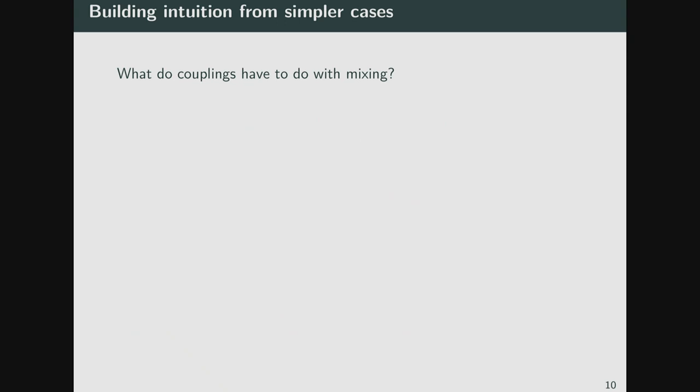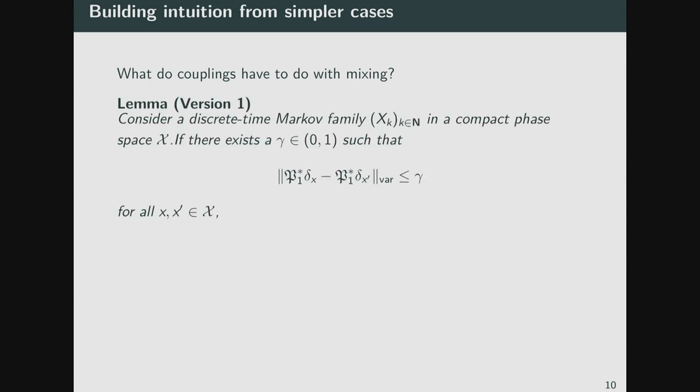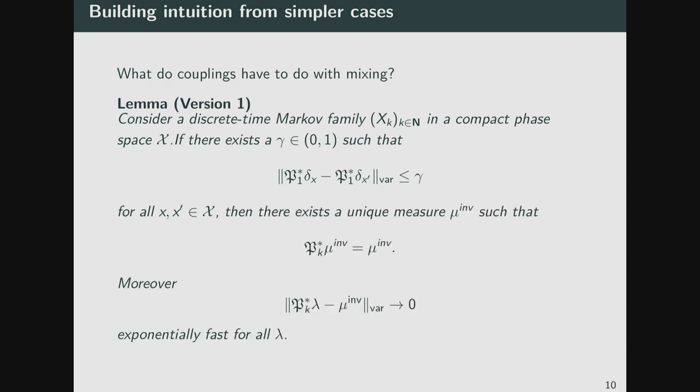Okay, so now the question is, why am I talking about couplings? What does it have to do with mixing? And the answer is seen through a basic lemma, or maybe a proposition, about convergence of Markov chains on compact phase spaces, which is, I don't know who I should attribute this to. Maybe it goes back to ideas of Doeblin and people like that. So it says that if you have a discrete time Markov family on a compact phase space, and there's a small number, something between 0 and 1, such that when you look at the evolution of Dirac masses in two different points in one time step, then the distance is always bounded by some number which is strictly less than 1, then you have a unique invariant measure, and you have exponential convergence.